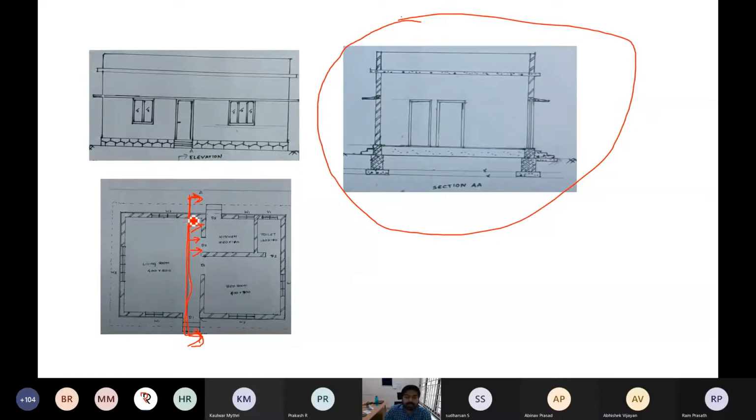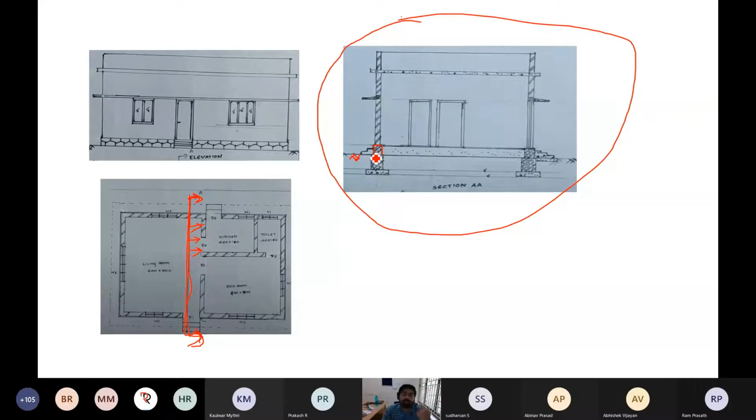After that, you are cutting the wall down to the foundation. Up to the foundation, whatever you observe is shown here. This is the plinth wall that you have to draw. Then this is the ground level. Ground level normally you will represent this way. Below this ground level, you need to represent the foundation.